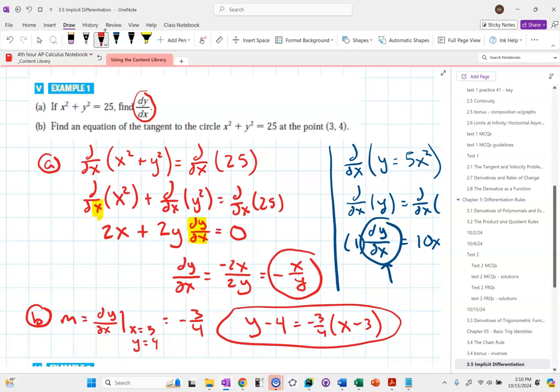Feel okay? So notice that this is a little bit different in calculating the derivative. I might need both x and y coordinates to plug in. That's okay. No big deal.